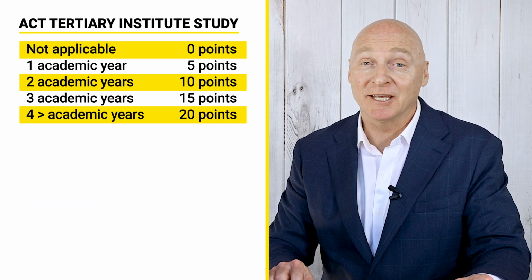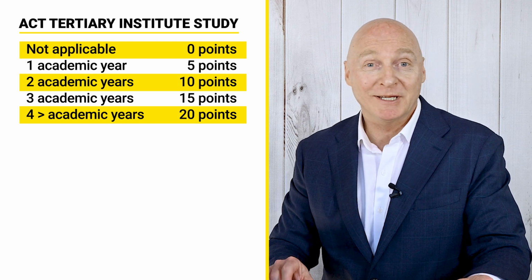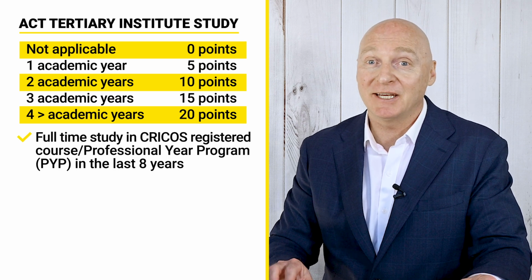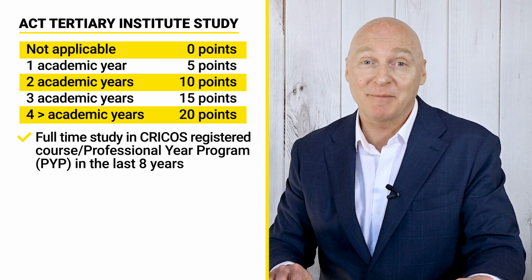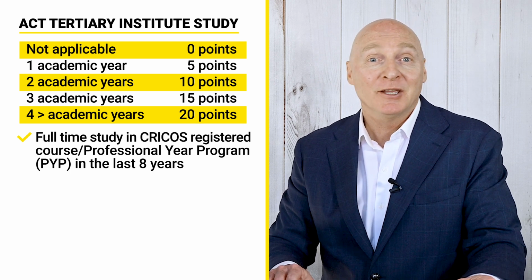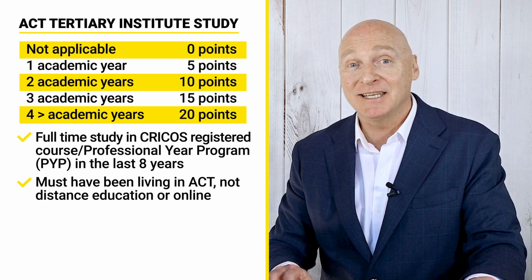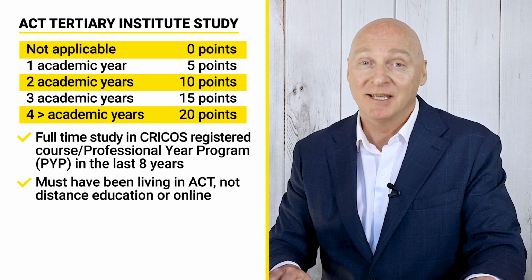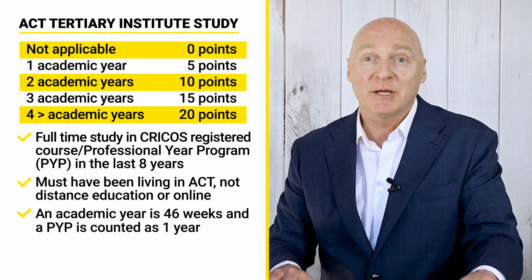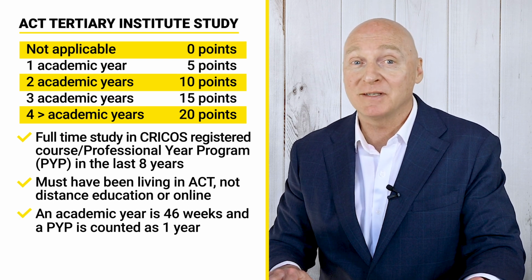ACT Tertiary Study. You earn more points if you have more years of study. You need to have studied in a CRICOS registered course or attended a professional year program in the last 8 years. You must have been a resident in the ACT during the study, and distance education or online attendance does not count. Professional year programs are counted as 1 year of study.